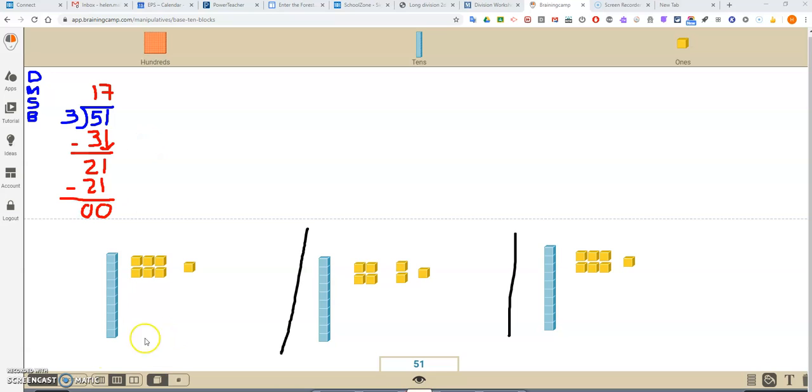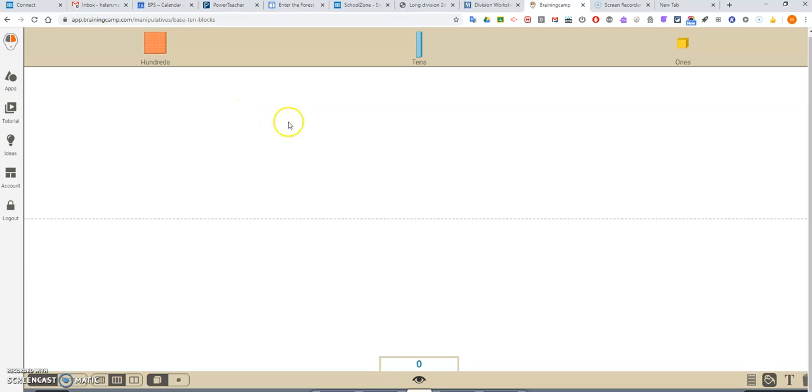I've shown you using this algorithm here. So I'm going to clear this again, and we're going to do one more, but this time I'm not going to use the base 10 blocks. We're just going to write an equation down. We're going to go 68 divided by 5.